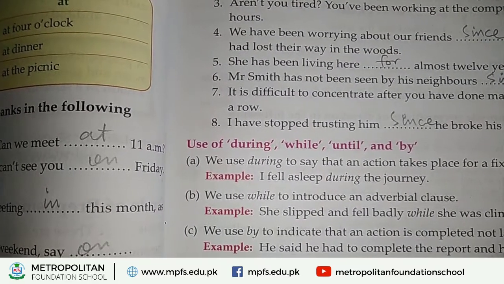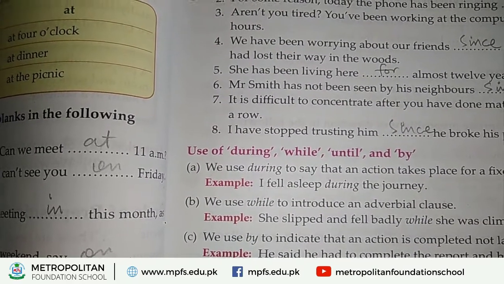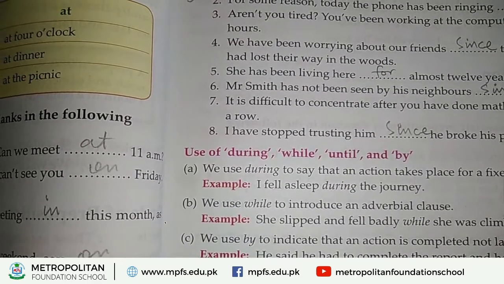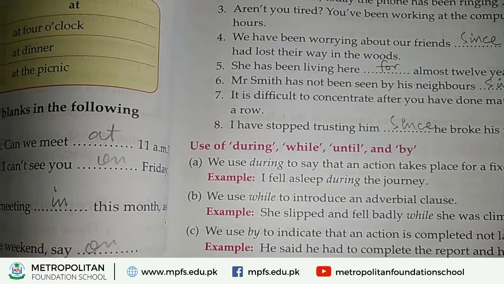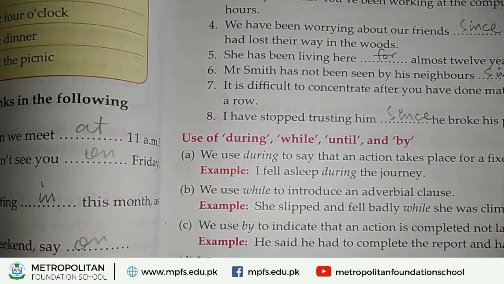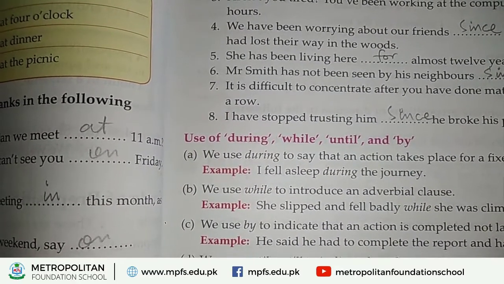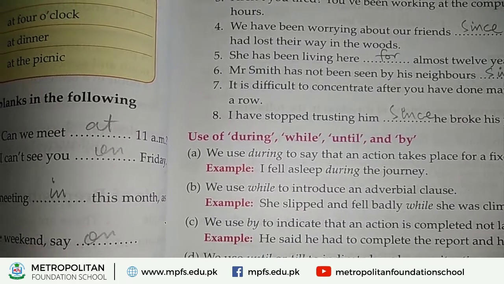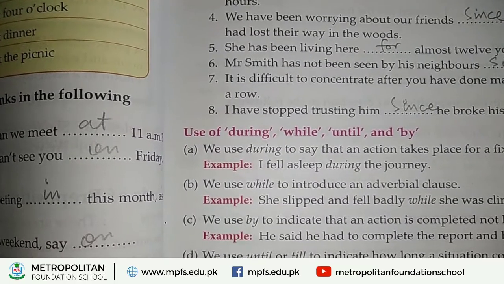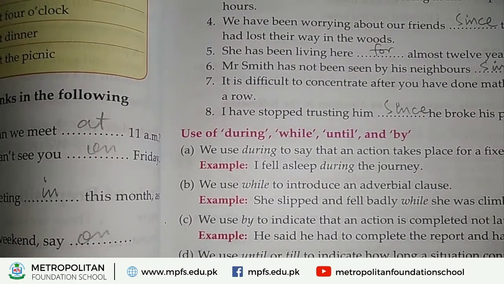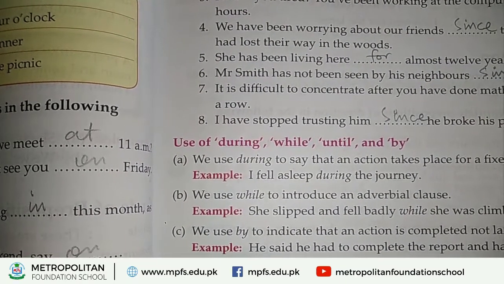Since tells us the date or time when an action or state began. Means since shows the time at which the action began. Example, she has been absent since Monday. Means she is absent, from Monday till now. The new law has been in force since 1st August 2010.